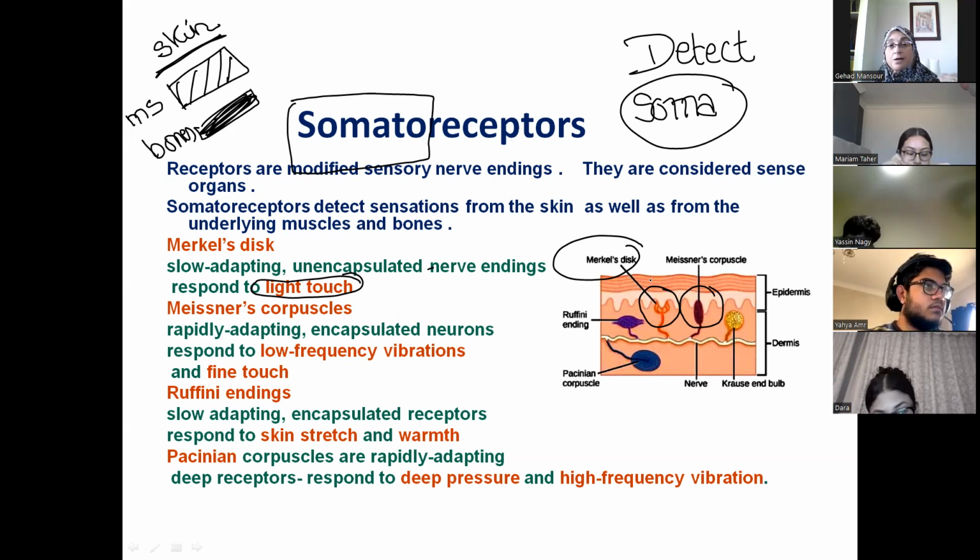So what is the difference between the two? The difference is that Merkel's disc is slow adapting, meaning it keeps getting the sensation and detecting it for a long period of time, whereas Meissner's corpuscle is rapidly adapting. And now my next question is, what's the importance of having a rapidly adapting receptor? Does a rapidly adapting receptor lose the feeling rapidly or slowly? Rapidly, of course, it's called rapidly adapting. So there is a rapid diminution or decline in the intensity of the stimulus.